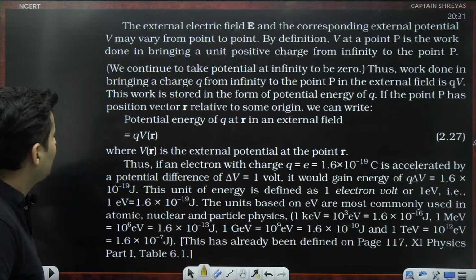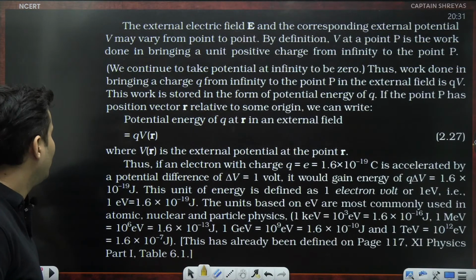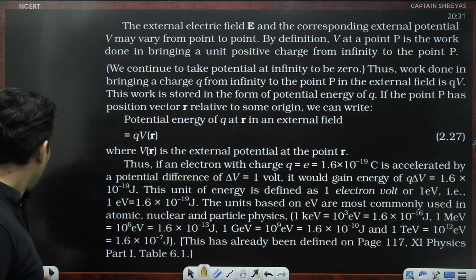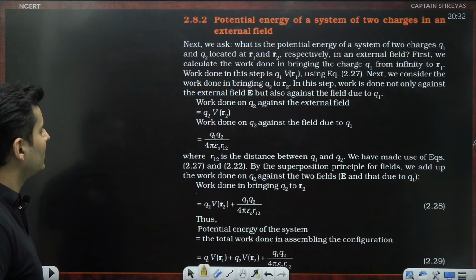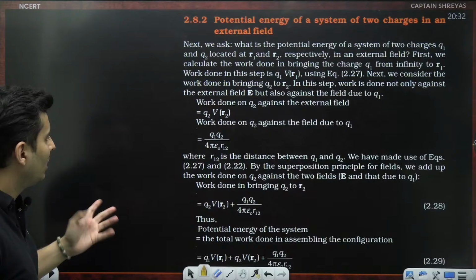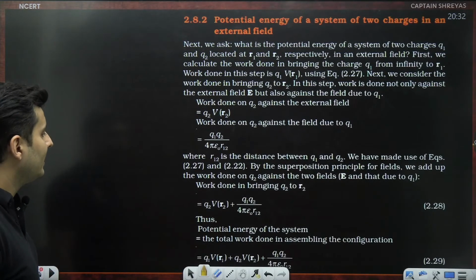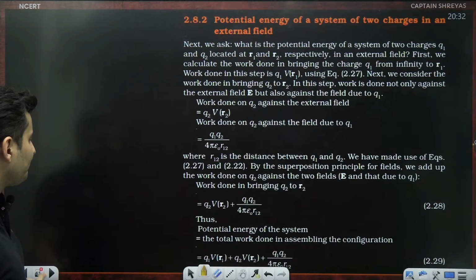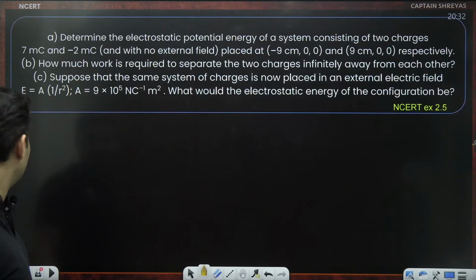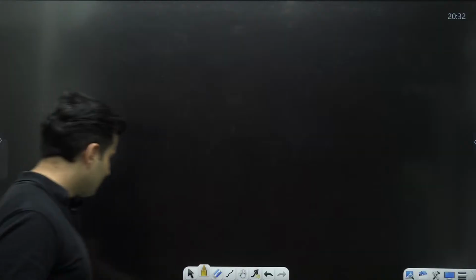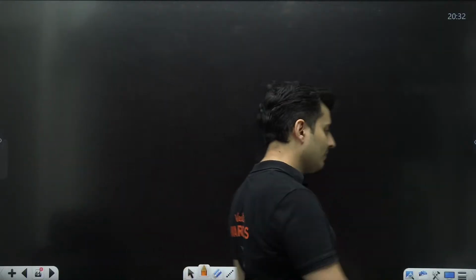If the point P has position vector R, this is the potential energy. Thus, if an electron with a given charge is accelerated, they have given an example about this. And then they have talked about a two charge system and how you calculate the potential energy of a two charge system. Now I'll explain what it basically means.